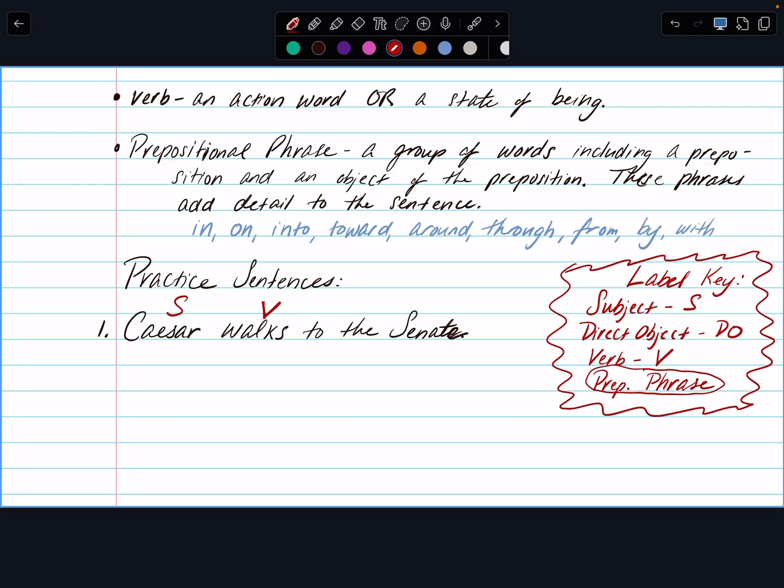Now, this is a little tricky. You might be inclined to say, as a knee-jerk reaction, oh, the Senate is the direct object. Why is it not? What word tells us it's something else? To. Yes, to is indicating a bit of a direction. So to the Senate is our unit here. We're going to circle it because this is actually a prepositional phrase.